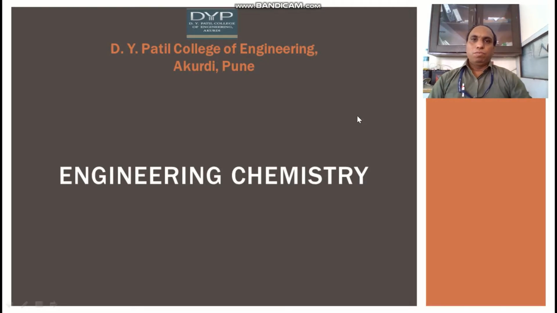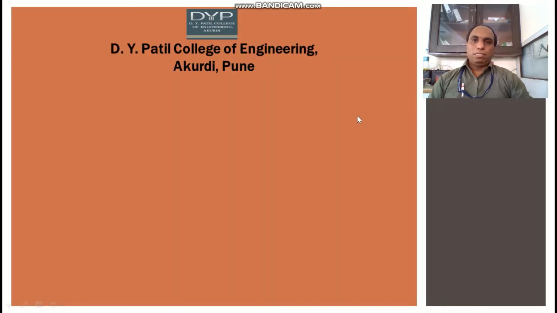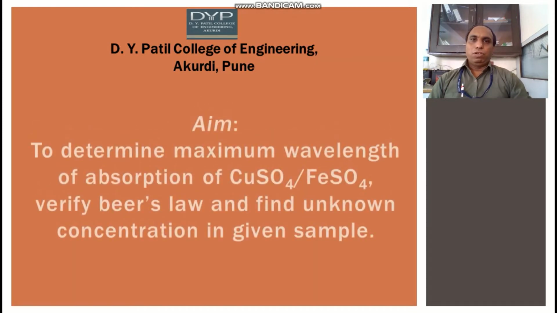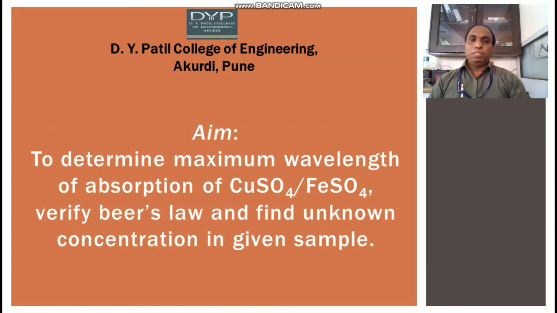Here we are going to see one of the experiments called the colorimetric method. So our experiment name is colorimetric method. In this experiment, the aim is to determine the maximum wavelength of absorption of copper sulphate solution. So right now we are having copper sulphate solution. Verify Beer's law and find the unknown concentration of a given copper sulphate sample.